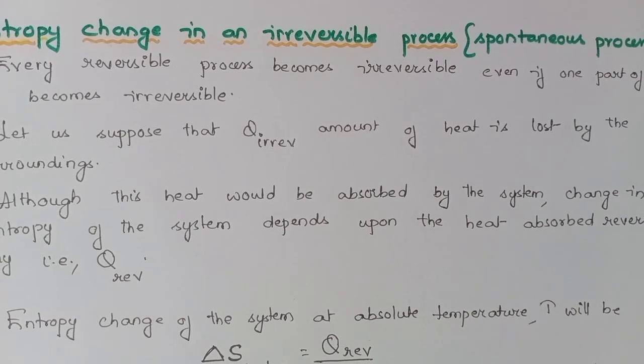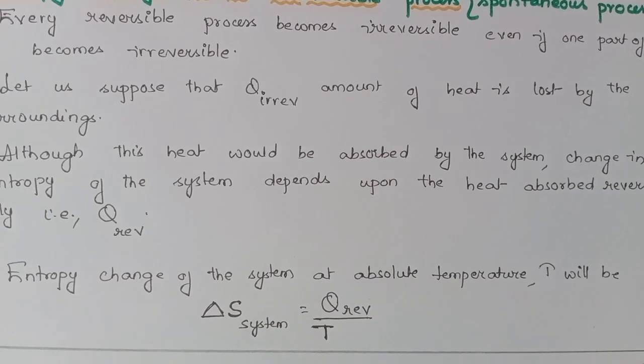Below write down. Therefore, entropy change of the system at absolute temperature capital T will be delta S system is equal to Q reversible by T. Change in entropy of the system at absolute temperature T is given as delta S system is equal to Q reversible by T.